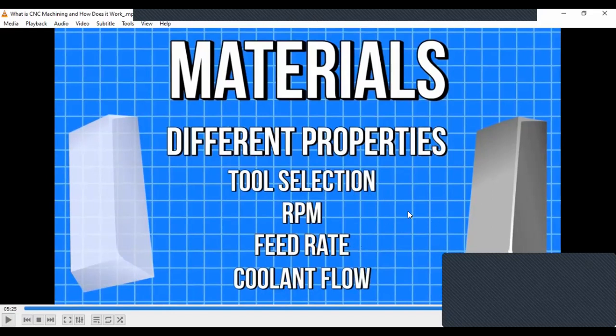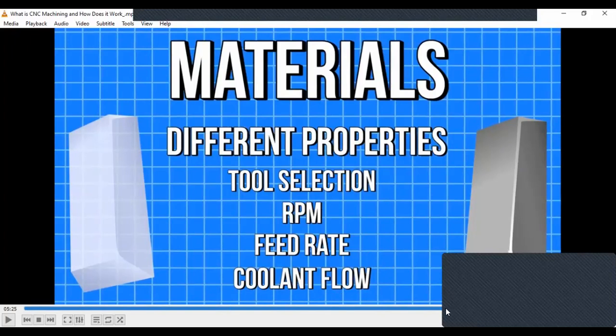Feed rate, as we have seen, is mm per revolution: how much the tool moves for every revolution of the workpiece. That's your feed rate. And then the coolant flow also, right? How much coolant should be given if a lot of heat is generated? If you know that a lot of heat is generated, then the coolant flow will be a factor. It depends on the heat generated.